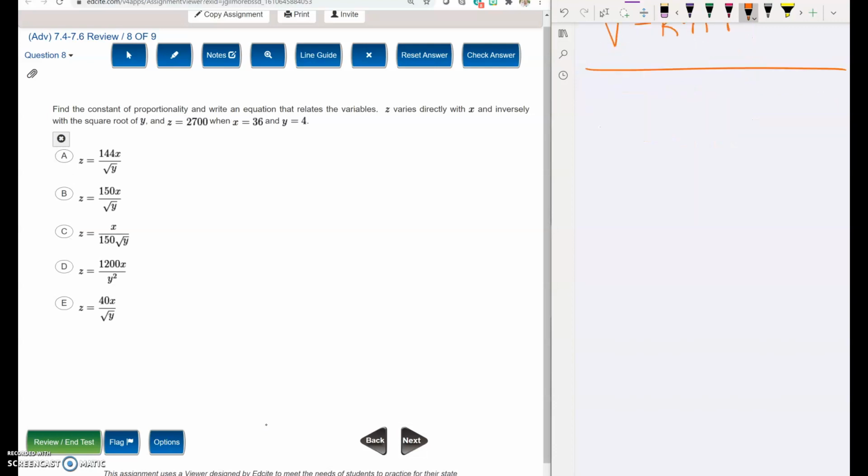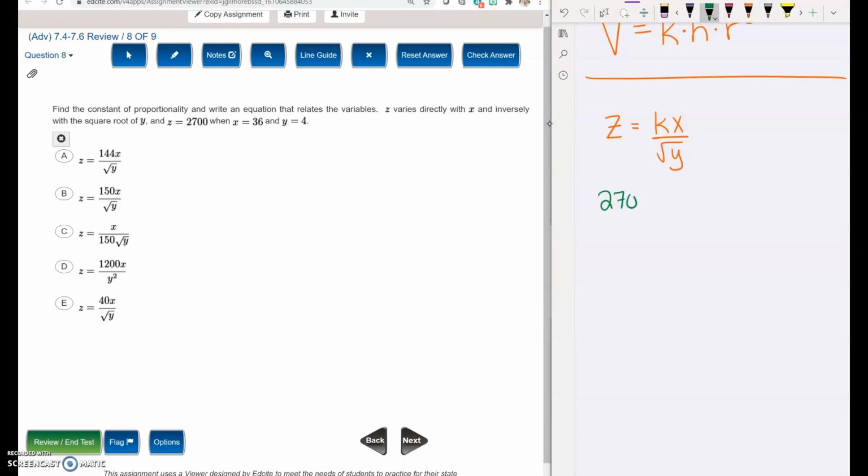This next problem, your first step is to write the statement. So z varies directly. Varies directly means k times, so k times x, and inversely. Inversely means k divided by the square root of y. Then they're going to give you the numbers. So z is 2,700 when x is 36 and y is 4.